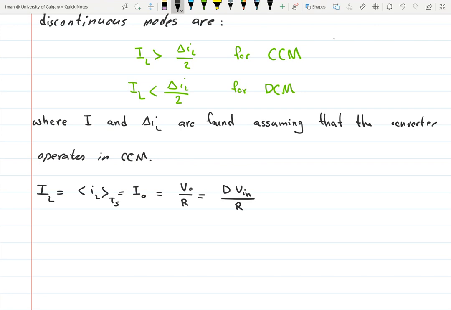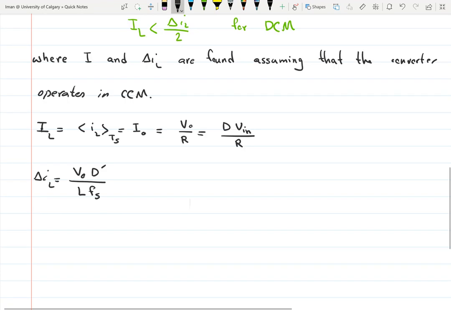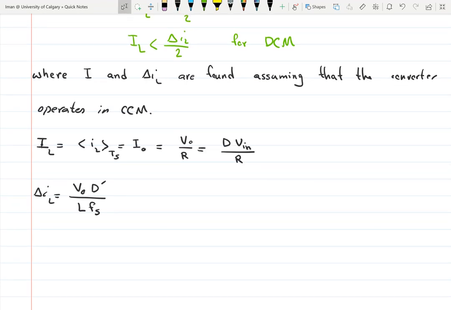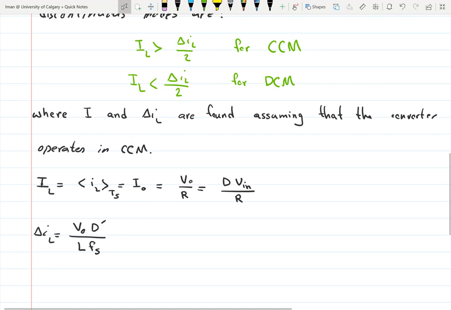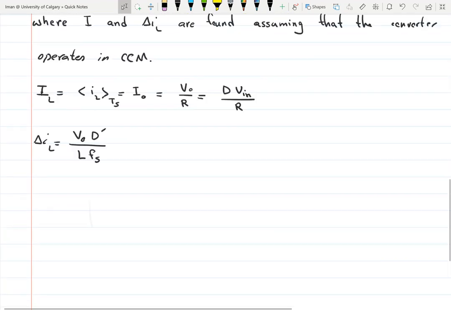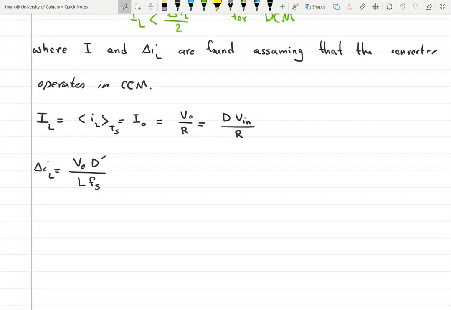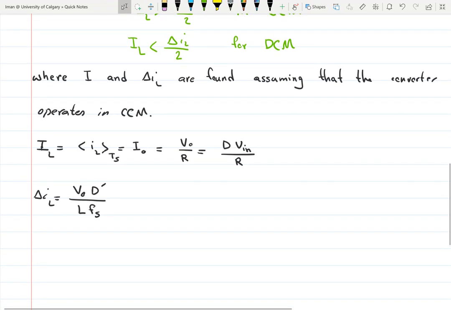So now I found IL. Now delta IL, if you recall from before, can be found from V out times D prime over L f_s. So now putting this into the CCM equation, IL and delta IL, I have, also, I should have mentioned that this was for buck.